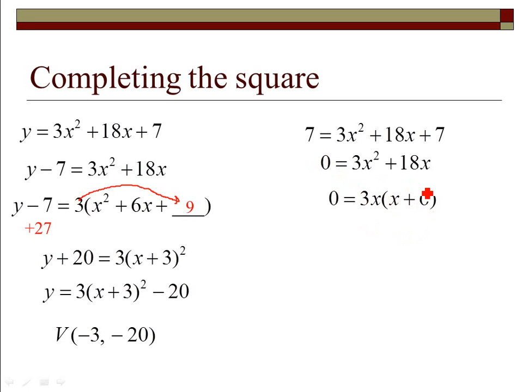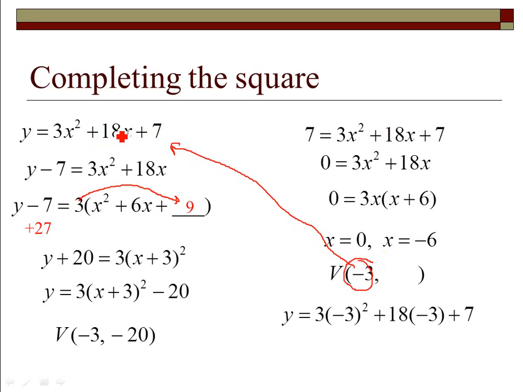I want to find out where this equals 0. So what happens when x equals 0? x equals negative 6. My vertex is halfway between 0 and negative 6, and halfway between 0 and negative 6 is negative 3. I take the negative 3 and plug it back into the original equation. I get 3 times negative 3 squared plus 18 times negative 3 plus 7. Negative 3 squared is 9, times 3 is 27. 18 times negative 3 is negative 54, plus 7. That equals negative 20. And I get the exact same answer that we have right here.